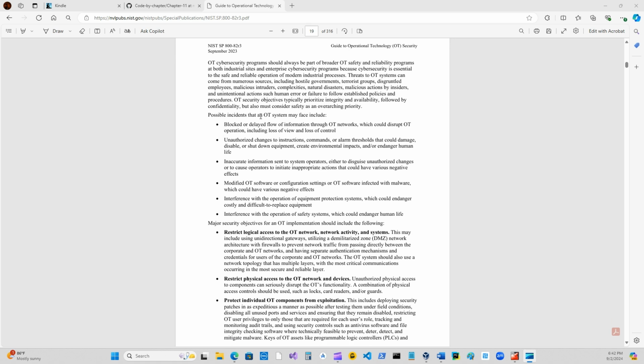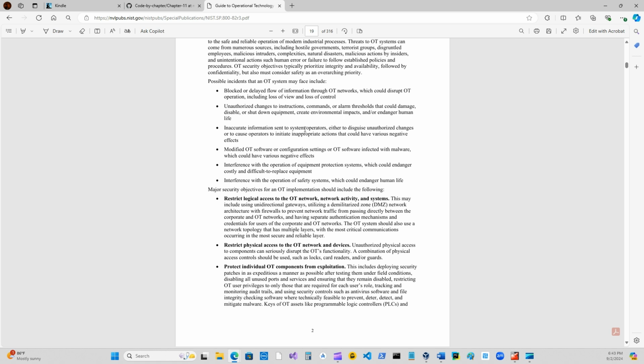Possible incidents that an OT system may face include blocked or delayed flow of information through OT networks, which could disrupt OT operations, including loss of view and loss of control. Unauthorized changes to instructions, commands, or alarm thresholds that could damage, disable, or shut down equipment. This is what I was talking about. Create environmental impacts and/or endanger human life. This is exactly what I was talking about.